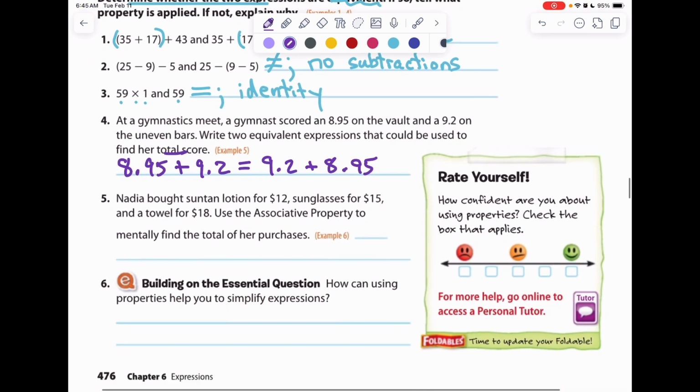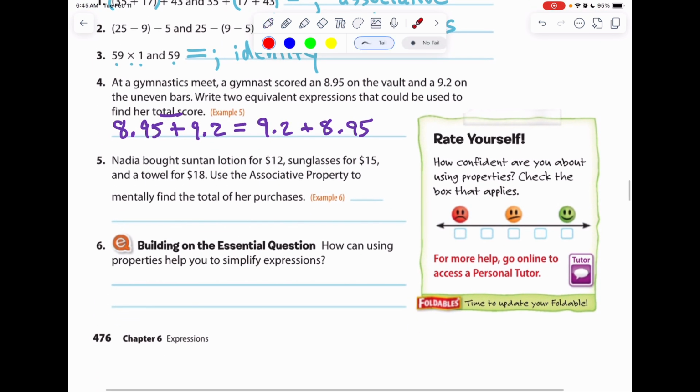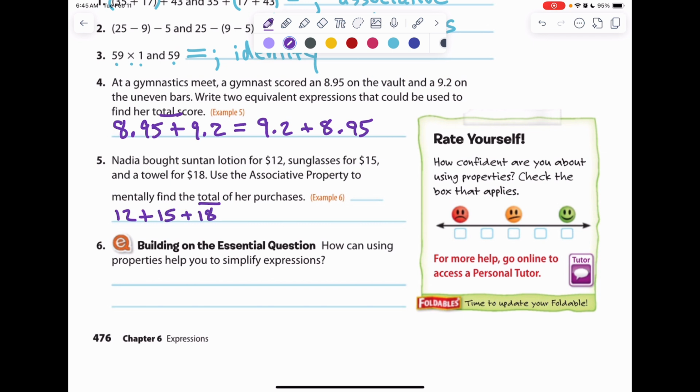Cool. Then Nadia bought suntan lotion for $12, sunglasses for $15, and a towel for $18. Use the associative property to mentally find the total of her purchase. All right, associative property. So we have 12. It says total, so we're adding plus 15 plus 18. And we're going to use associative property. So what might I prefer to group?